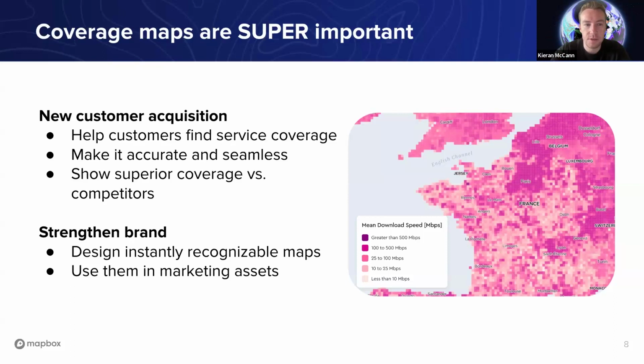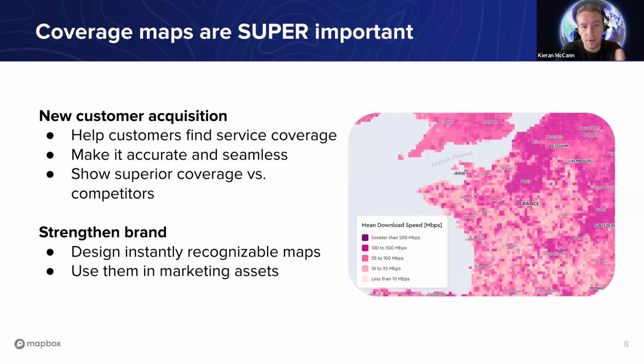And marketing teams love this because you can take the coverage map that you have on your site, it's interactive, and you can take that as an asset in a static view and use that on social media. You can use that for TV spots. You can use that on billboards. So you're using the same coverage experience from end to end across your marketing, across your organization, and it creates a cohesive feel to your brand.